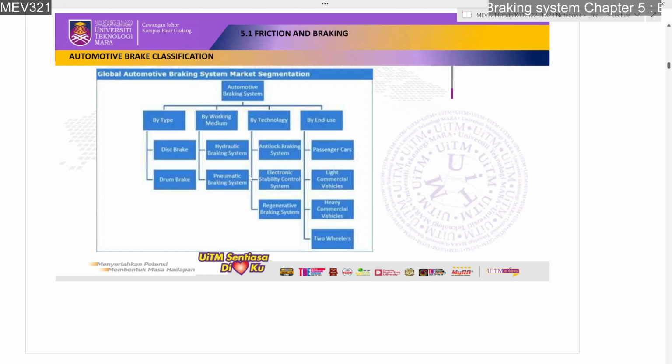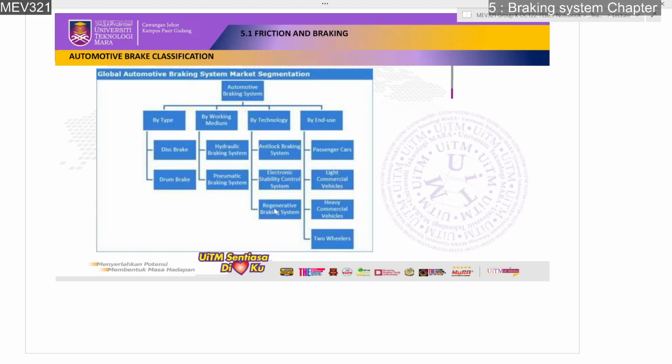Okay, we know that pneumatic is a compression of air or gas. Hydraulic is the compression of the liquid. Okay, and then by technology, we have the ABS, anti-lock braking system. For the modern cars right now, we have the ESC or ESP, or any that is equivalent to the system, electronic stability control. And we also have the regenerative braking system that converts back, recycles back the energy from the braking system that produces the heat energy.